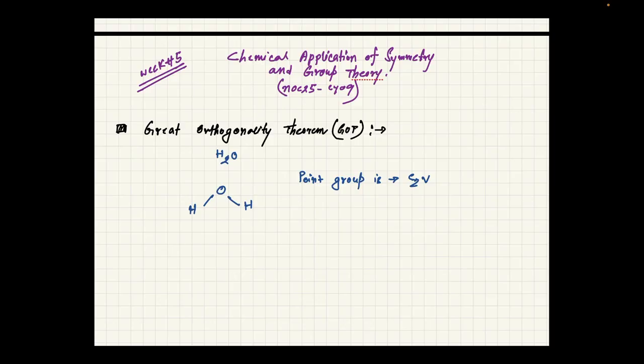So there are four symmetry operations associated with it. The first one is E, which is the identity operation. The second one is C2 along the Z axis, that is the principal axis of rotation. The other two are sigma v xz and sigma v yz.